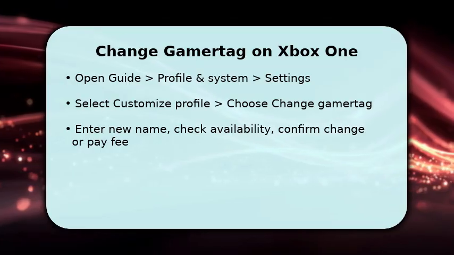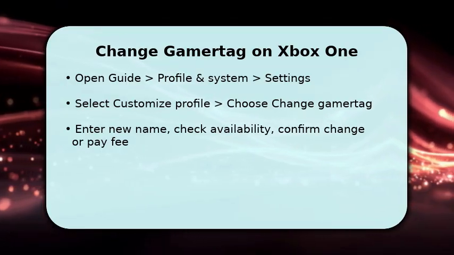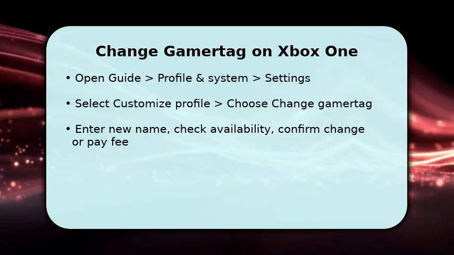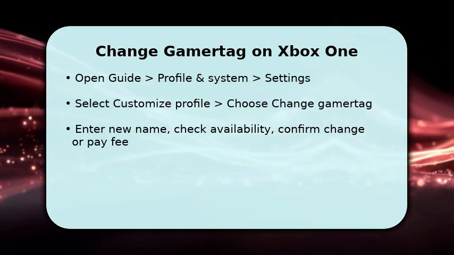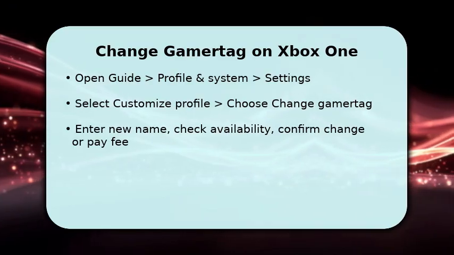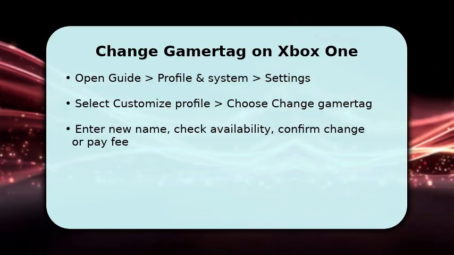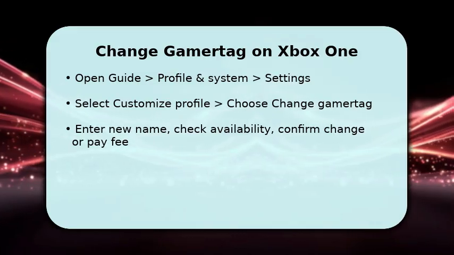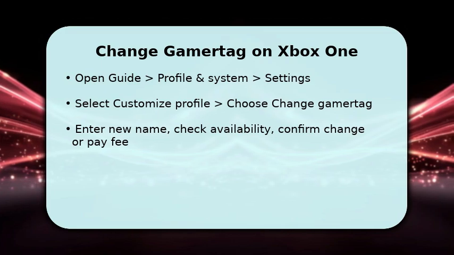Select Customize Profile and choose Change Gamertag. Type the new name and let the system check availability. If available, confirm the name. If not, try variations until one passes. Make sure to review the preview and any fee notice, because once accepted, the change may apply immediately across Xbox services and link to Fortnite.